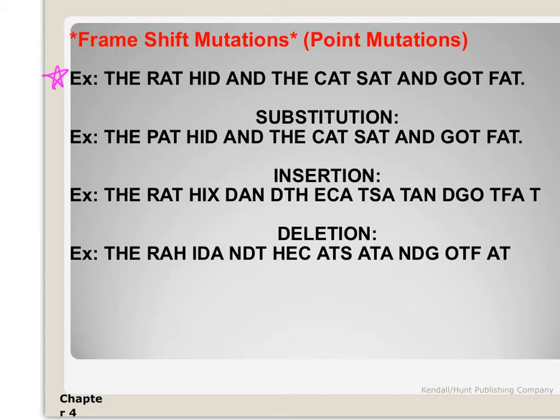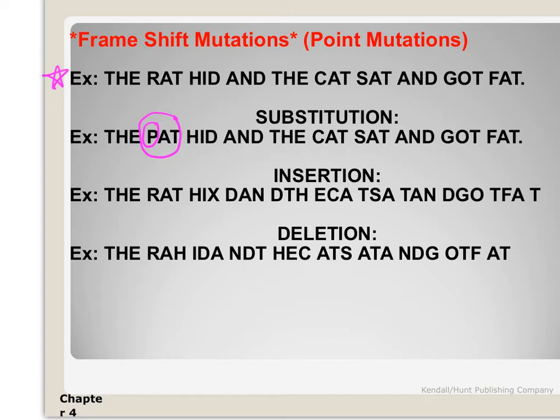In a substitution mutation, you would have the pat, so we substituted this P here. The pat hid and the cat sat and got fat. If you notice, this is the only amino acid that would be changed. So this would not be a frame shift. This would just be a point mutation. All of these are point mutations, but it may or may not be frame shift.